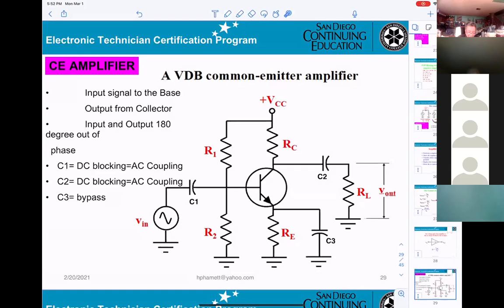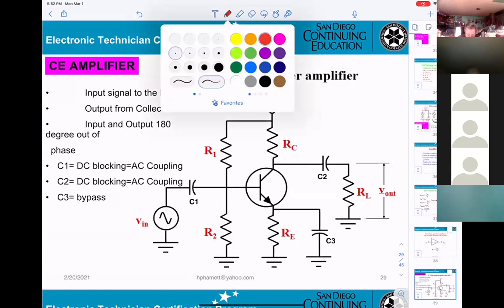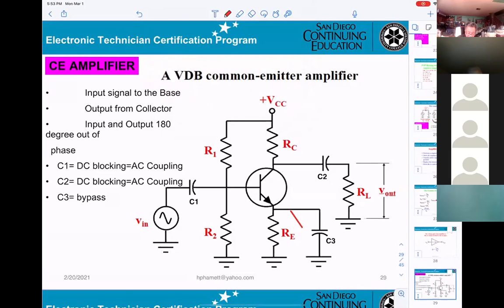Now, you understand when you draw for AC, that one will be grounded. So you don't worry about C3. Bypass means when you ground at the emitter, the current goes to the ground, not to the resistor. Okay, understand that.